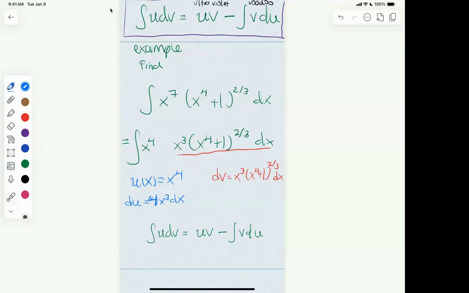And if this is dv, what is v? To find the antiderivative of this, you do have to make a u sub. It's a problem within a problem, because this one requires a u sub, which is a different u from this one. There's no relation whatsoever. But if you make a u sub, you can find that this is 3 divided by 20, x to the 4 plus 1 to the 5 halves.